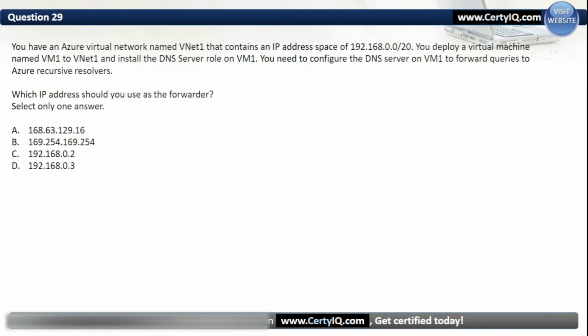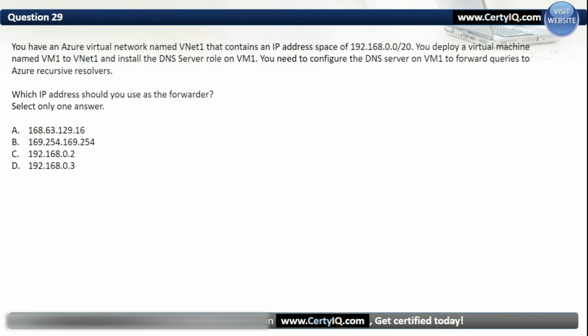Question 29. You have an Azure virtual network named VNet1 that contains an IP address space of 192.168.0.0/20. You deploy a virtual machine named VM1 to VNet1 and install the DNS server role on VM1. You need to configure the DNS server on VM1 to forward queries to Azure recursive resolvers. Which IP address should you use as the forwarder? Select only one answer.